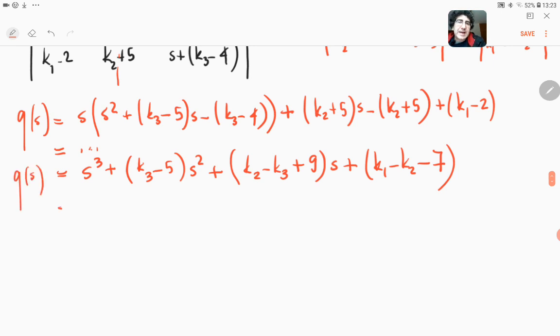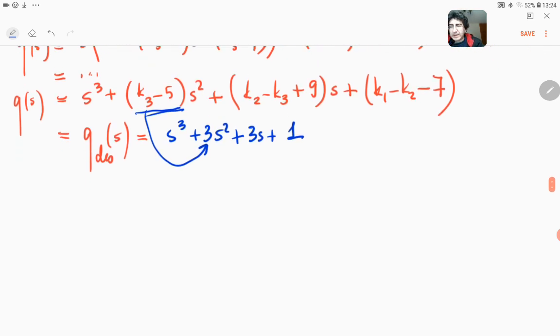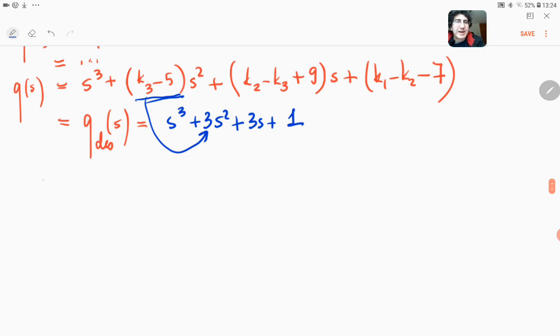And that Q of S has to be equal to Q desired of S, which is equal to S cubed plus 3S squared plus 3S plus 1. Okay, in this case we're kind of lucky because at least one of the equations that's going to be generated will only include one of the k's, so it's going to be relatively easy to solve these equations. So let's start with that.